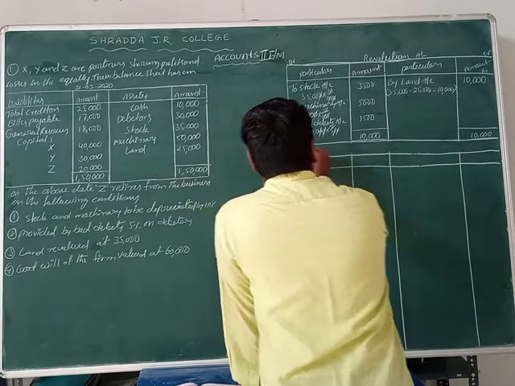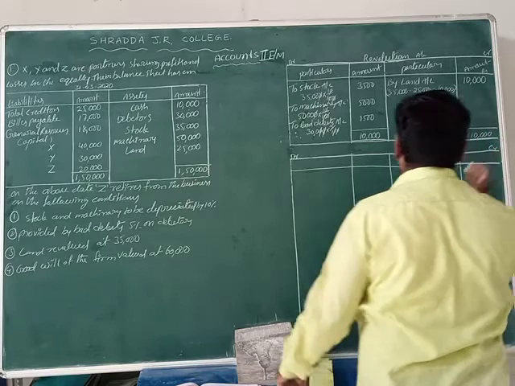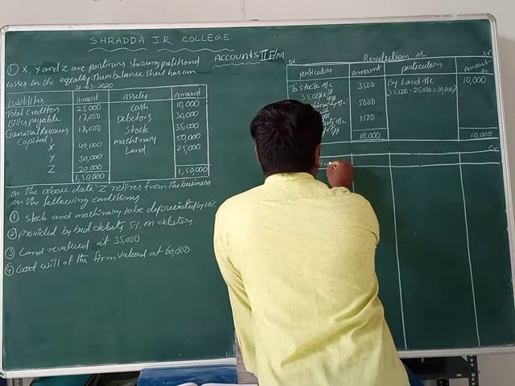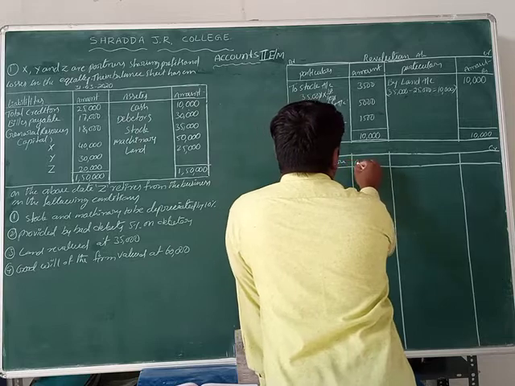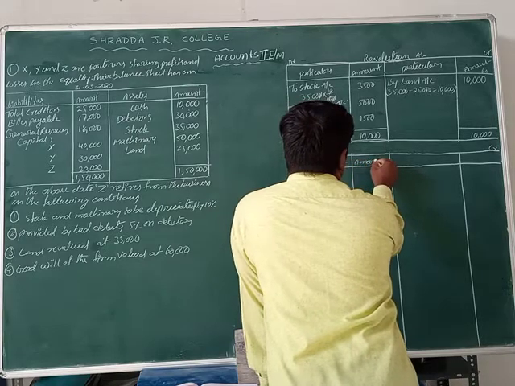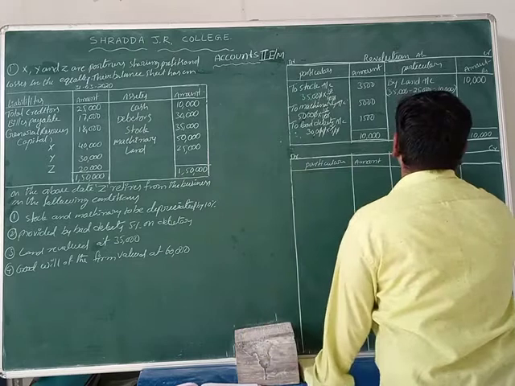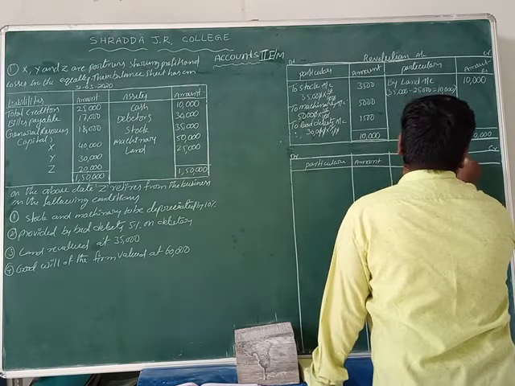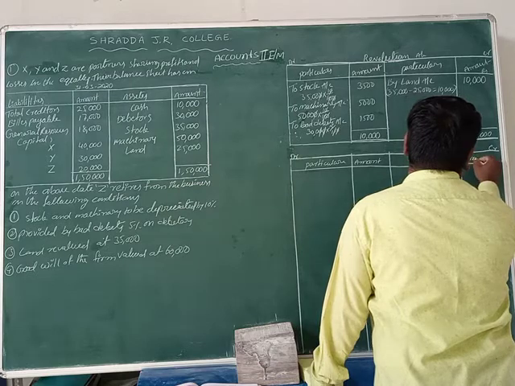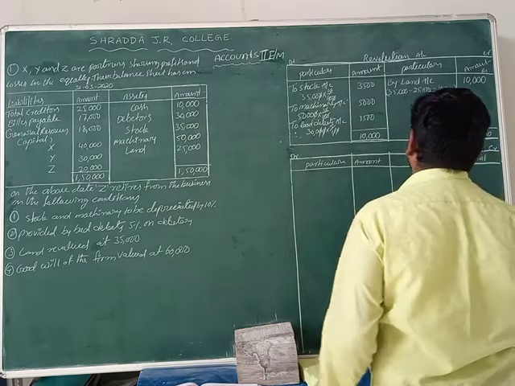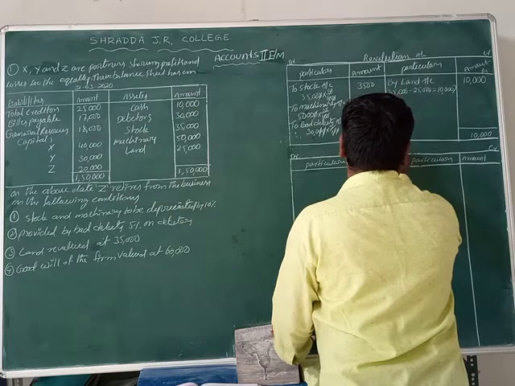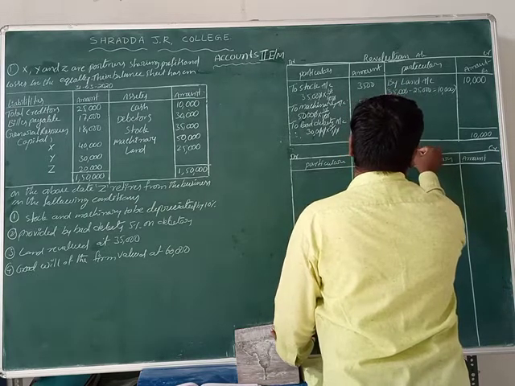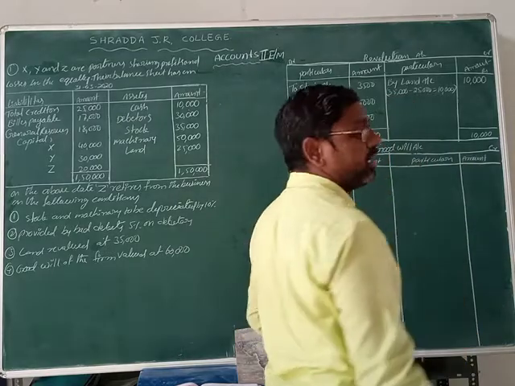Left side is debit, right side is credit, with particulars, amount in rupees, and at the same time particulars and amount in rupees, isn't it? So this is a goodwill account, friends. Goodwill account. It's clear now.